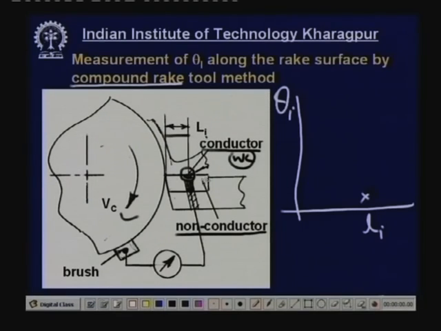Now, after taking this reading, you grind this portion and remove it. So, this value of L will change, it will decrease, and you measure temperature again. So, this will rise and this will fall again. That means you get the temperature along the rake surface, the temperature profile, by this technique. So, it is gradually going high and then gradually decreasing. So, the temperature at the center, somewhere here, will be maximum. So, the temperature distribution along the rake surface can be well measured by this technique.